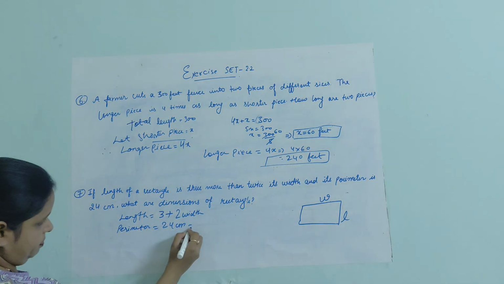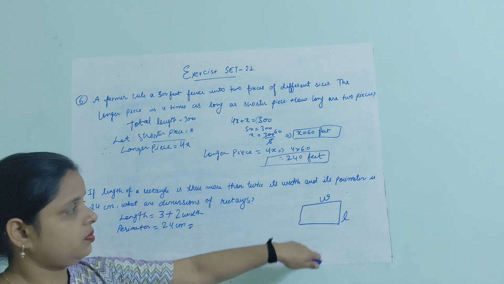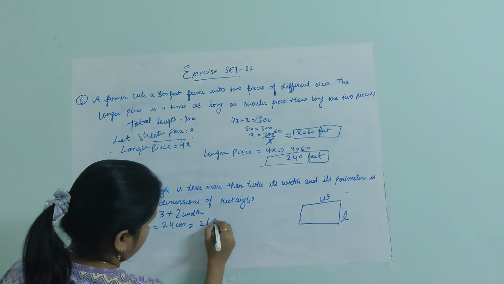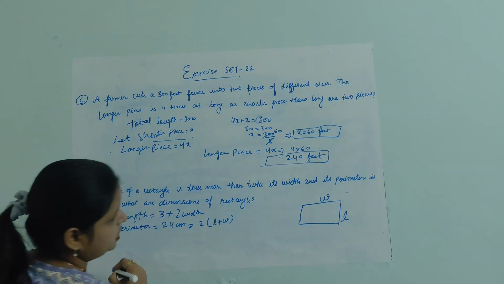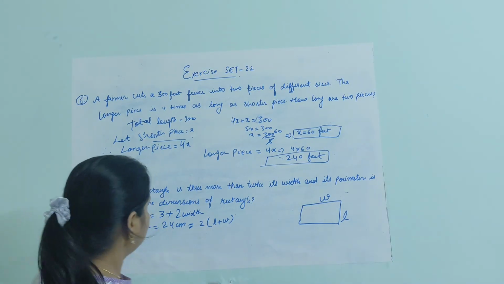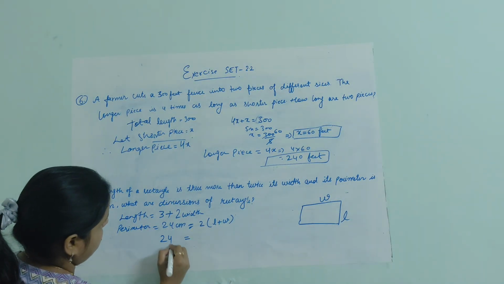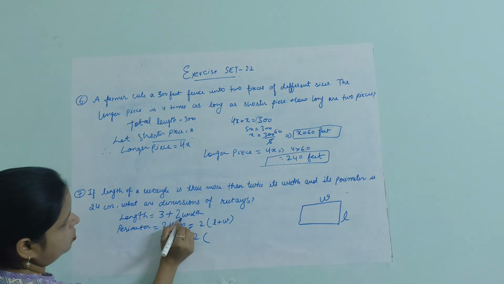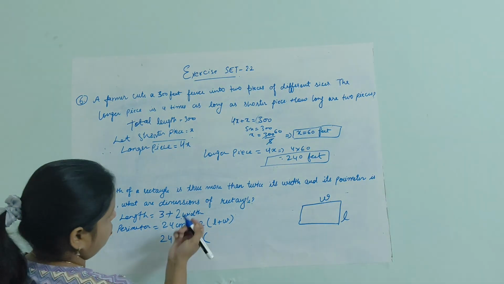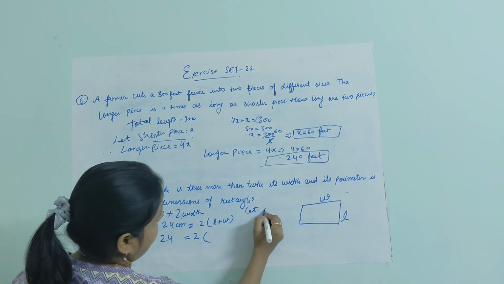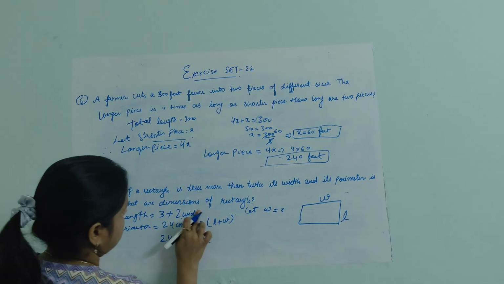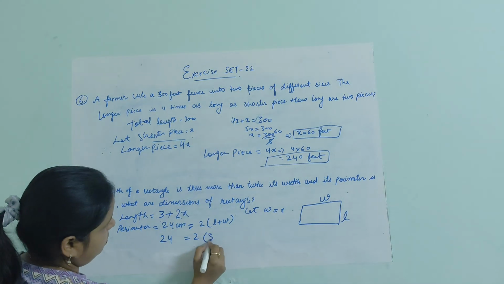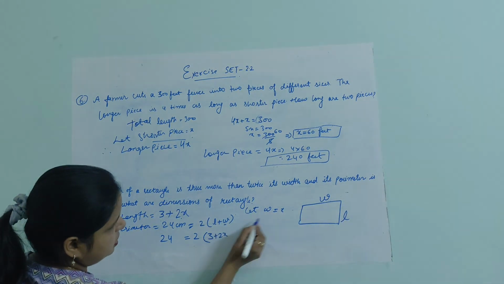And what is the perimeter of the rectangle? 2L plus 2 breadth, length plus breadth, correct? Sum of all the sides. So we can put here 24 equals 2 into, what is the length? 3 plus twice the width. So let the width be x. Let width equal x. Make it simple. That means 2x. So I can say length is 3 plus 2x and width is x.